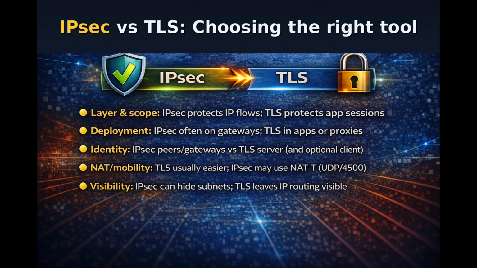Identity models differ too. TLS is usually about authenticating a server to a client using certificates, while IPsec authenticates the peers, which might be gateways representing entire networks. NAT and mobility are another difference. TLS is typically NAT-friendly, while IPsec sometimes needs NAT traversal. Often UDP encapsulation on port 4500, and tunnel mode can hide internal addressing, which TLS doesn't do.